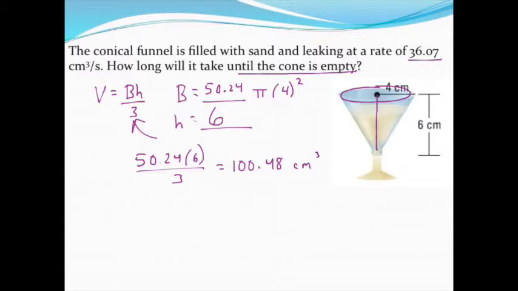it was to find out how long it will take till the cone is empty of sand. And so what they've told me was every second there's 36.07 cubic centimeters of sand leaving this cone. So what I need to do is figure out how many times 36.07 goes into my volume. So in other words, I need to divide. So 100.48, the volume I just found, divide that by 36.07, gets me a final answer of about 2.79.